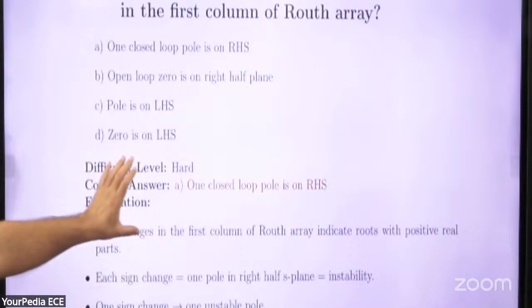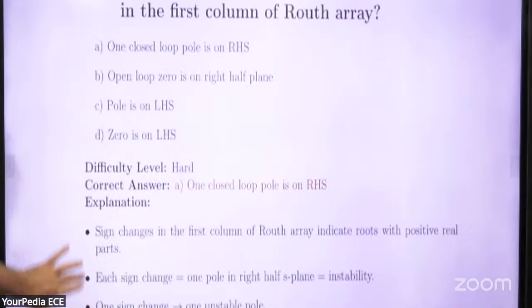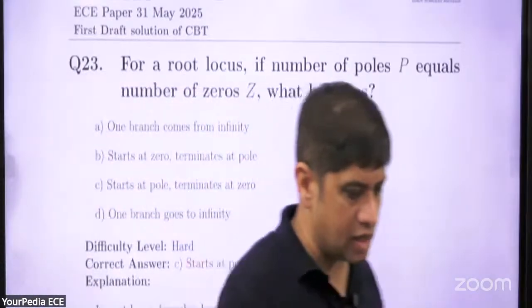This is the hard difficulty level. Difficulty level is hard. Why? Answer is A. Hard degree of difficulty. Difficulty is hard. Why is it hard? Please check the answer. If you see the answer, you will get to know why it is hard, friends.